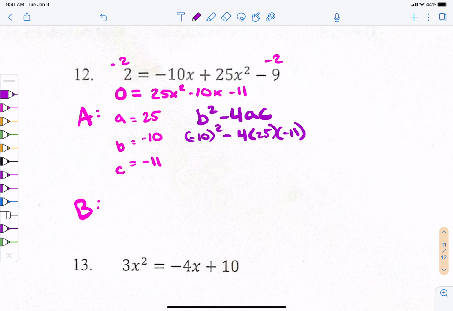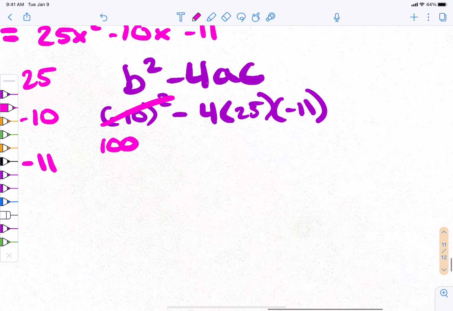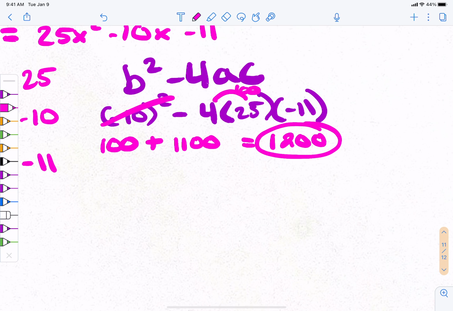Okay, what's negative 10 squared? 100. Okay, minus 4 times 25 times negative 11. Is that going to be a positive number or a negative number? Positive. What's 4 times 25? 100. So 1100. Our total is 1200. So the discriminant is 1200, which means there are 2 solutions.